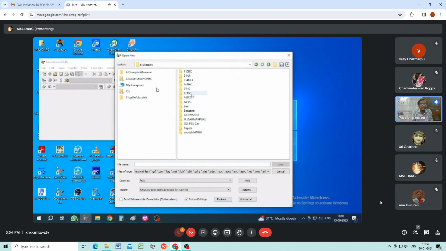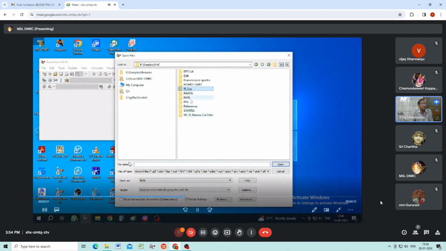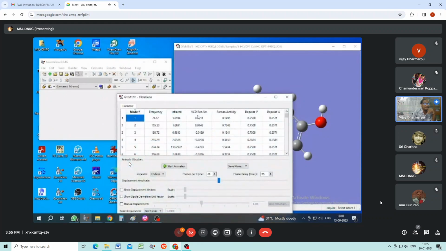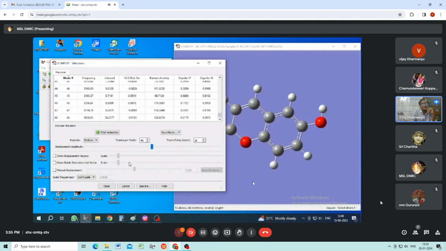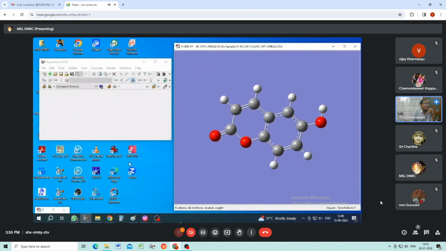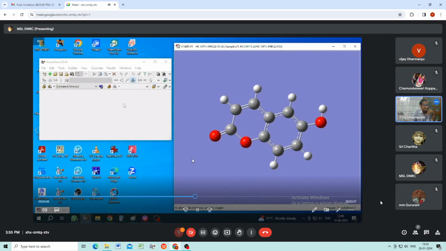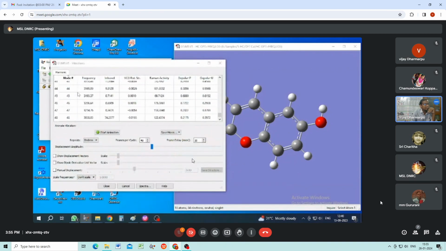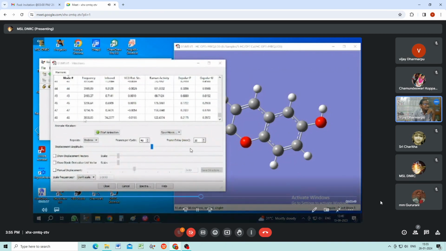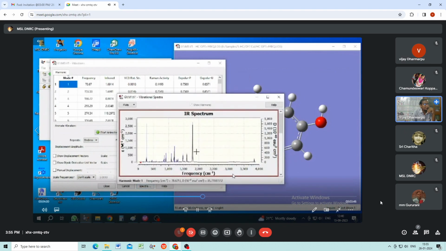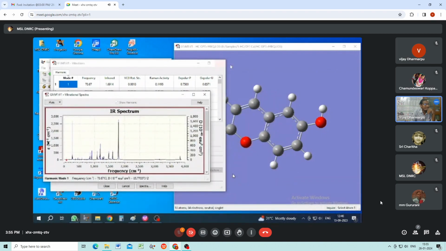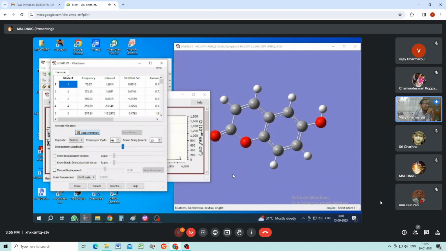I just want to show you already published results for this optimization and frequency for one compound, that is 6-hydroxycoumarin. This 6-hydroxycoumarin has 18 atoms and 48 vibrations. With those 48 vibrations, we can see the IR spectra, and we can visualize the content also.